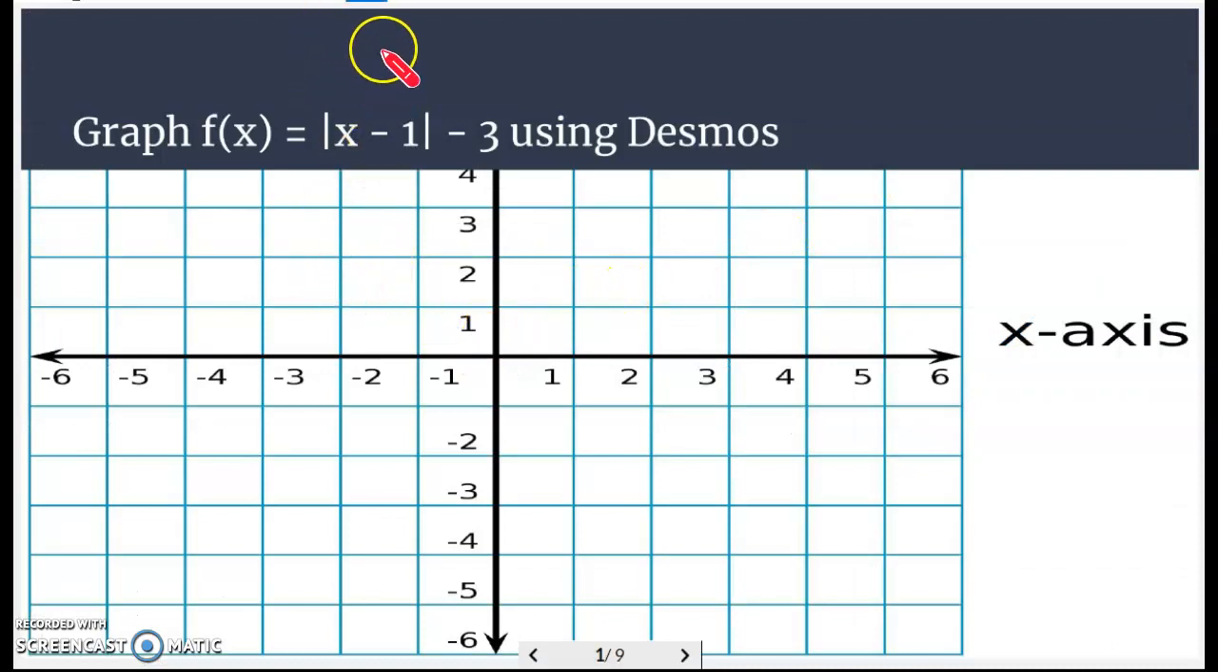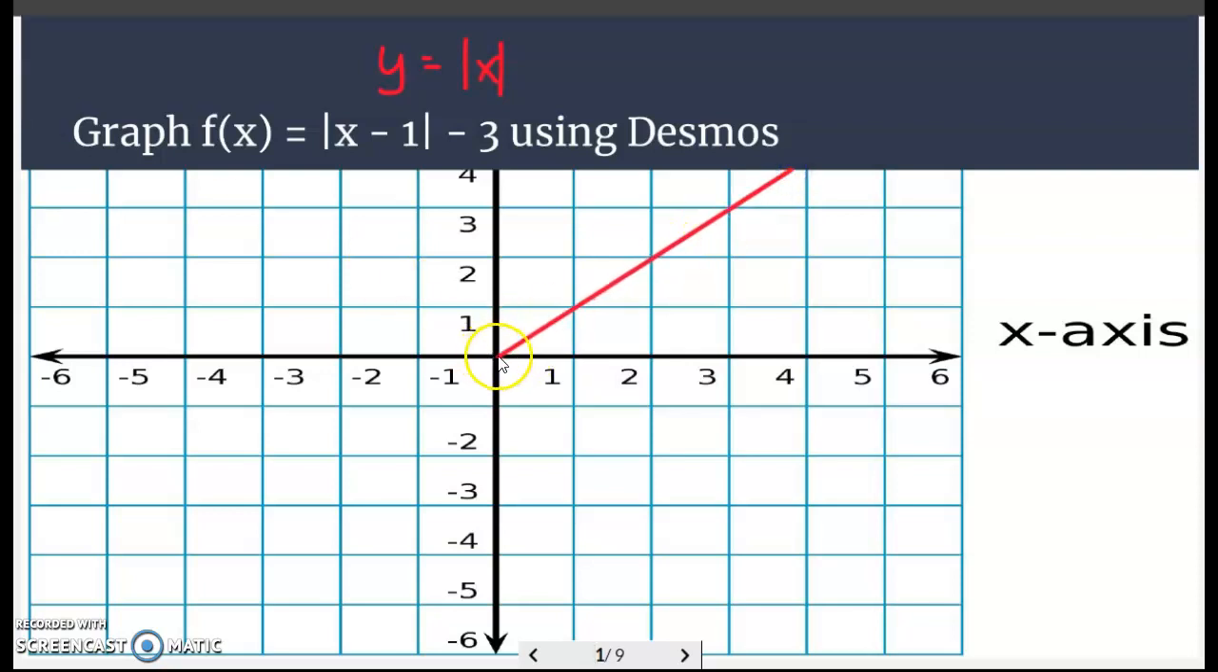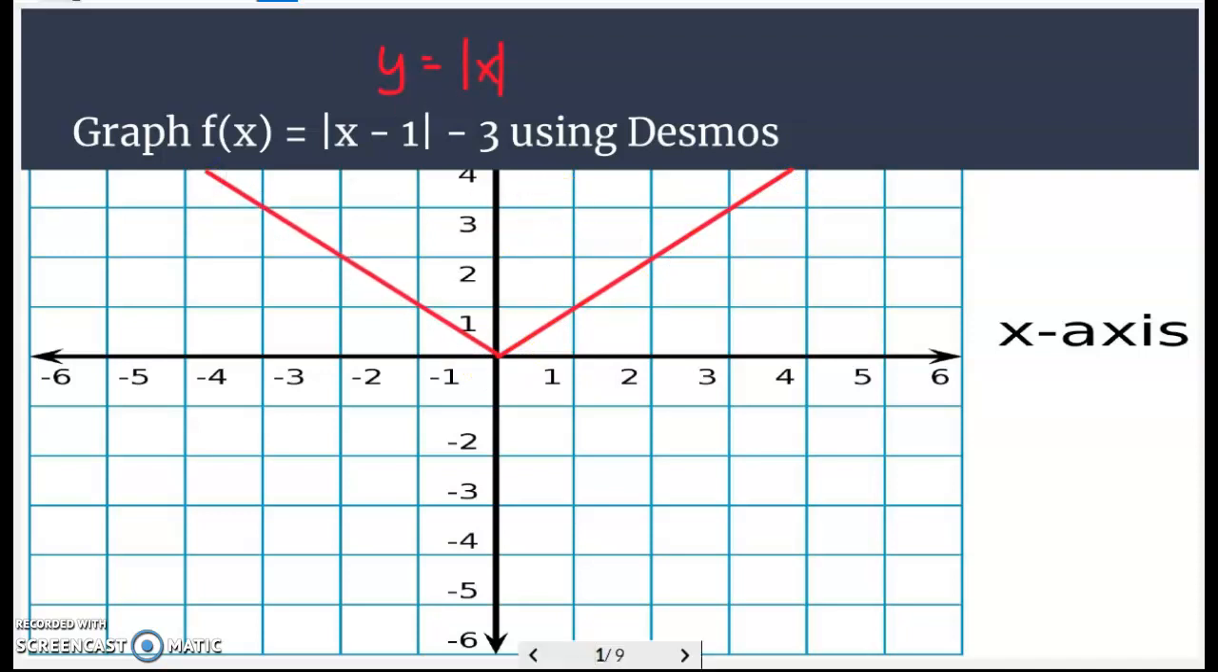I'll try to simulate that back on the original one here. Let's do just y equals absolute value of x. That is going to have this shape. But then picture that same function moved to the right one and down 3. So it would have this look right here. There we go, and that's how it looks. You can see that on Desmos as well.